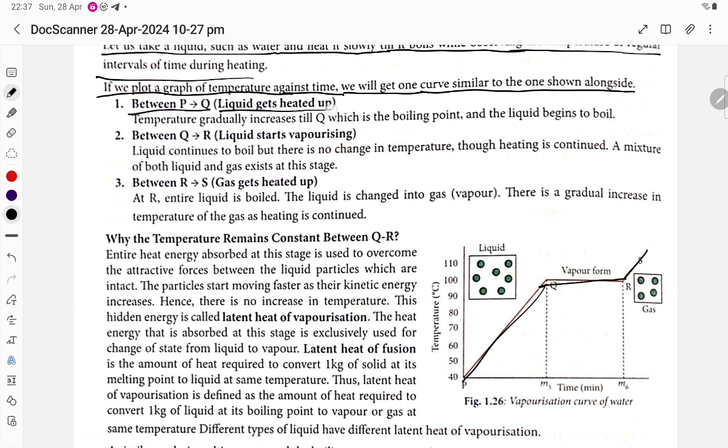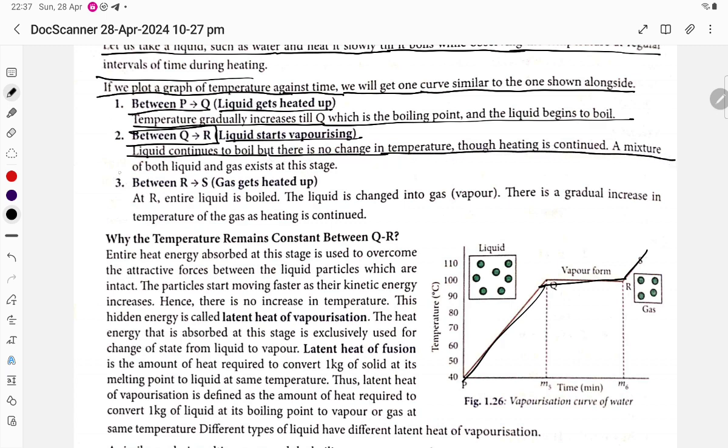Between P and Q, the liquid gets heated up. The temperature gradually increases till Q, which is the boiling point, and the liquid begins to boil. Between Q and R, the liquid starts vaporizing. The liquid continues to boil, but there is no change in temperature though the heating continues. A mixture of both liquid and gas exists at this stage.